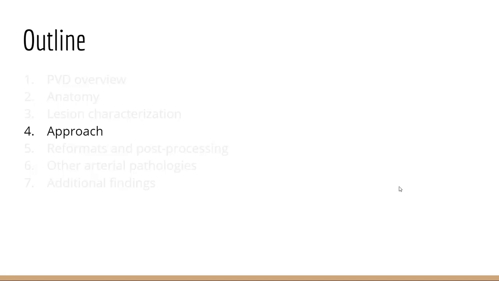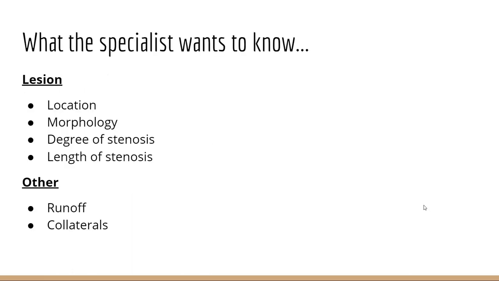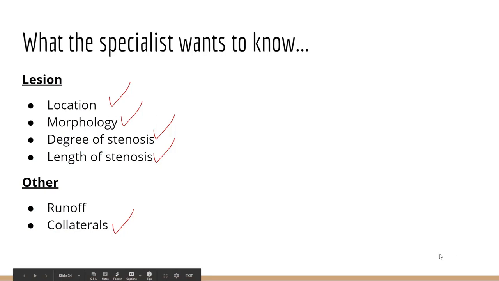All right, the approach. How are you going to approach all these vessels and the incidentals? Well, basically, you have to cover what the vascular specialist wants to know. We've covered most of these. The location in terms of anatomy, morphology, soft, calcified, or a mix, degree of stenosis, mild, moderate, severe, and then the length, short or focal, intermediate, and long. We've talked about collaterals, perhaps overkill on collaterals. Next, we're going to talk about the runoff.